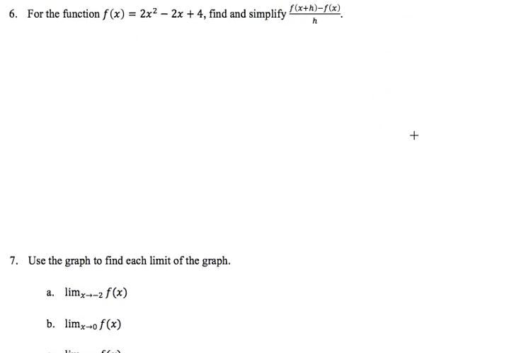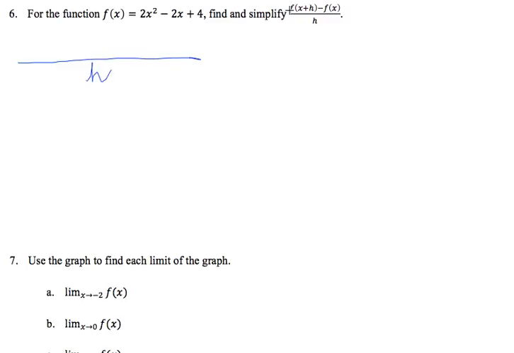Next is number 6. For this function, find and simplify the difference quotient. Notice I did not ask you to take the limit as h goes to infinity. That would be how you'd find the derivative. But we didn't do that, and you didn't need to do that in this problem. So the difference quotient is f of x plus h minus f of x all divided by h. I'm actually going to start with the all divided by h.